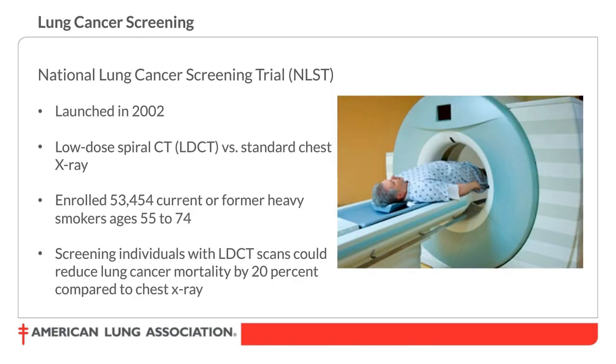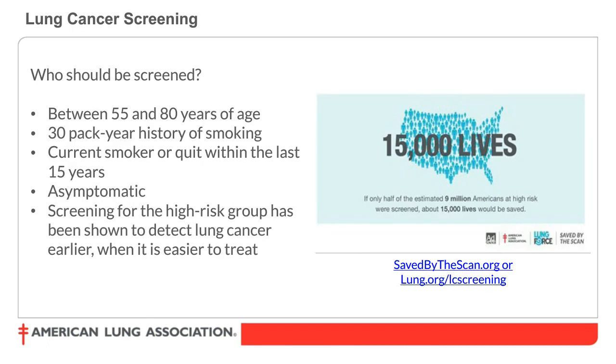In 2002, the National Lung Cancer Screening Trial launched. It enrolled over 50,000 current and former heavy smokers between the ages of 55 and 74. It compared two ways of detecting lung cancer, the low-dose spiral CT, or LDCT, and a standard chest X-ray. Results showed that screening individuals with LDCT scans could reduce lung cancer mortality by 20% compared to a standard chest X-ray.